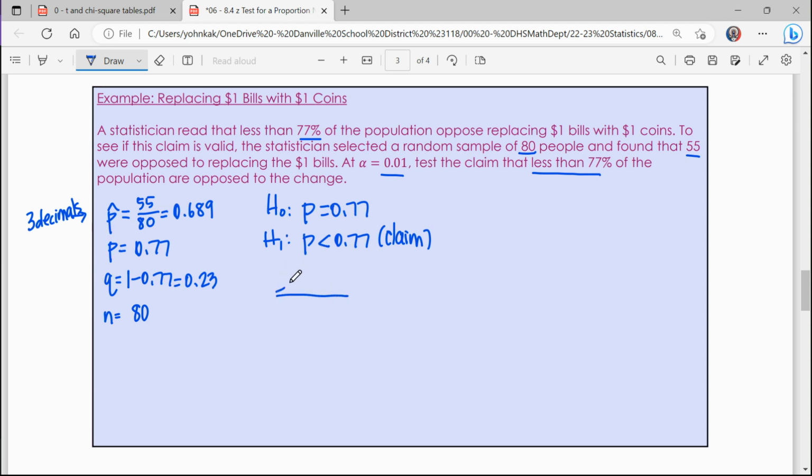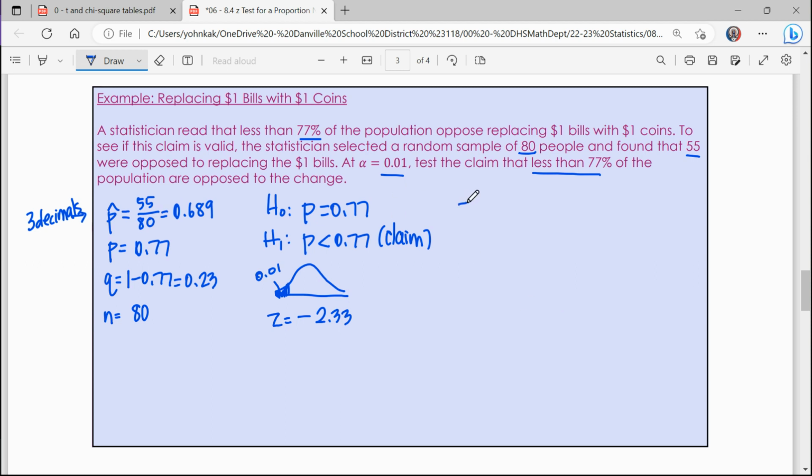We're going to draw a picture. We are shading to the left because we are less than. We grab our entire alpha, 0.01. Then I find my critical value. It's going to be negative because it's on the left. I'm going to inverse norm 0.01, and I'm going to get negative 2.33.